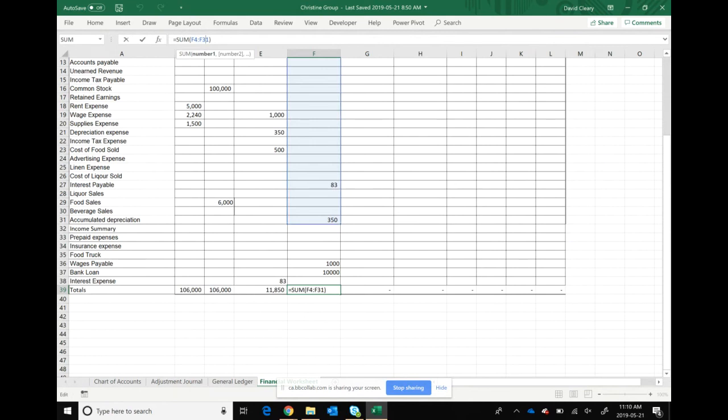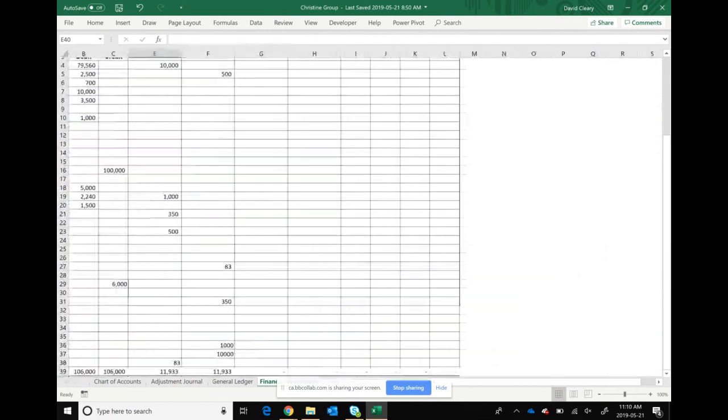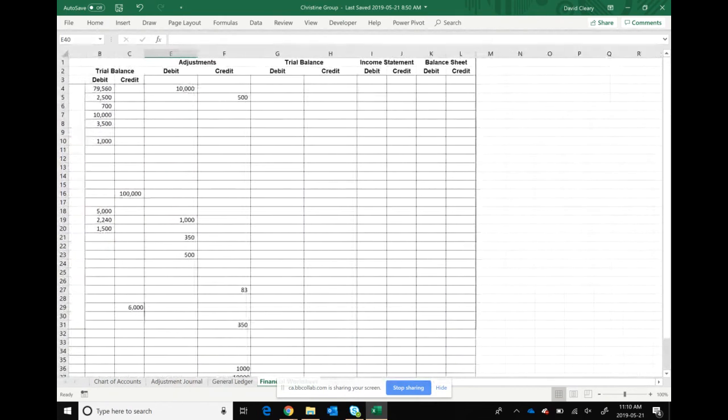we want to make sure that both the left and right hand column balance. Because if the adjustments don't balance, then we've done something wrong. Okay, in this case, they do balance. So now what we can do is retake the trial balance.